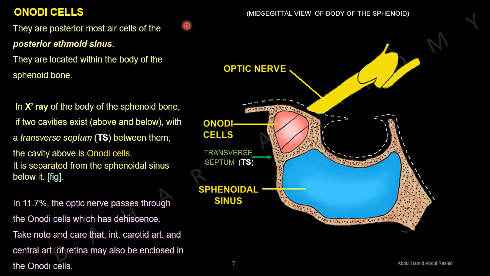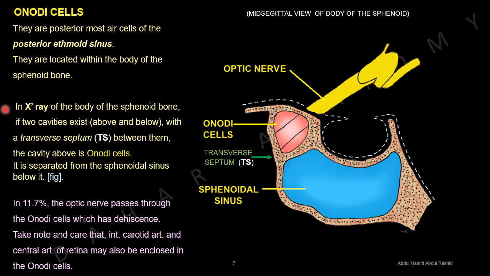Let's see the diagram in these slides. This is the mid-sagittal view of the body of the sphenoid. This is the body of the sphenoid below the pituitary fossa. It is occupied by sphenoidal sinus. This is optic nerve. Onodi cells. Onodi cells are the posterior most air cells of the posterior ethmoidal sinus. They are located within the body of the sphenoid. These are Onodi cells located in the body of the sphenoid.